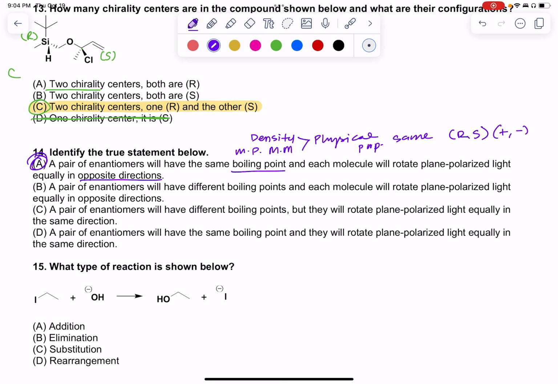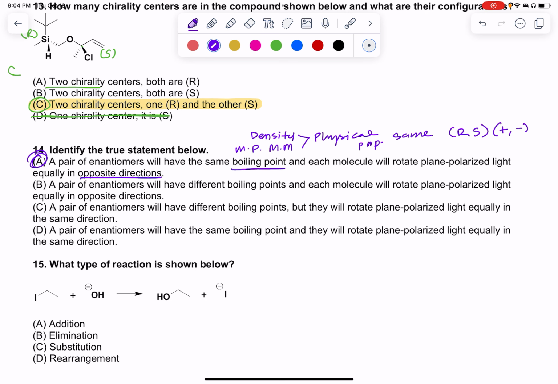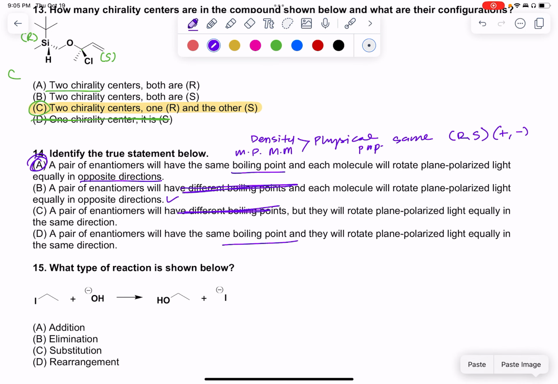And just convince yourself of that. I mean, plane polarized light is in equally the opposite directions. That's correct. But different boiling points is not correct. Same boiling points is, but they don't rotate light in equally the same direction. So that's out. These are all out. The correct answer is A.